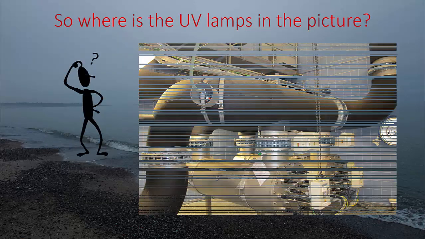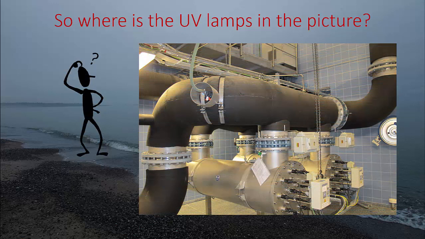Now we come to the $1,000 question. Where is the UV lamp in the picture? Is it this one? Or is it this one? Of course, you're correct. You've seen my presentation, you've seen the video, so of course you knew immediately that this was the UV unit in the picture. Okay, now you've solved the problem. You probably know a little bit more about UV.